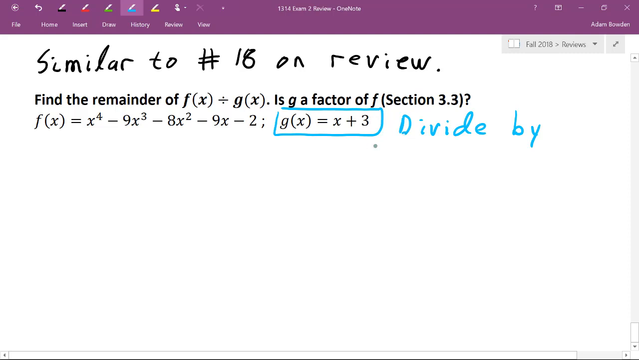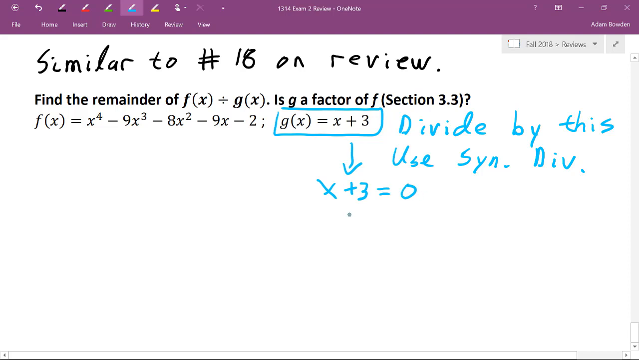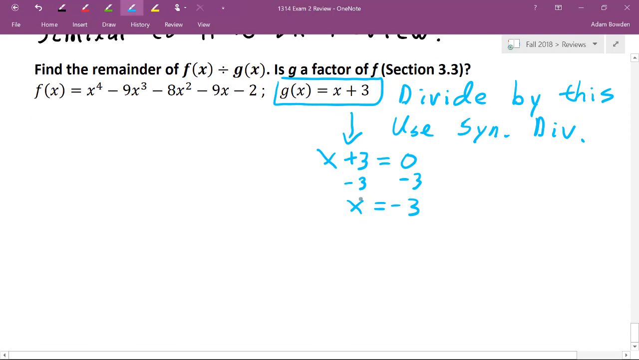So this is a great opportunity to use synthetic division. This divisor allows us to do synthetic division. So here's what I would suggest doing. Take what you're going to divide by, the x minus 3, solve for x. Set it equal to 0, subtract the 3, and you'd have a negative 3.